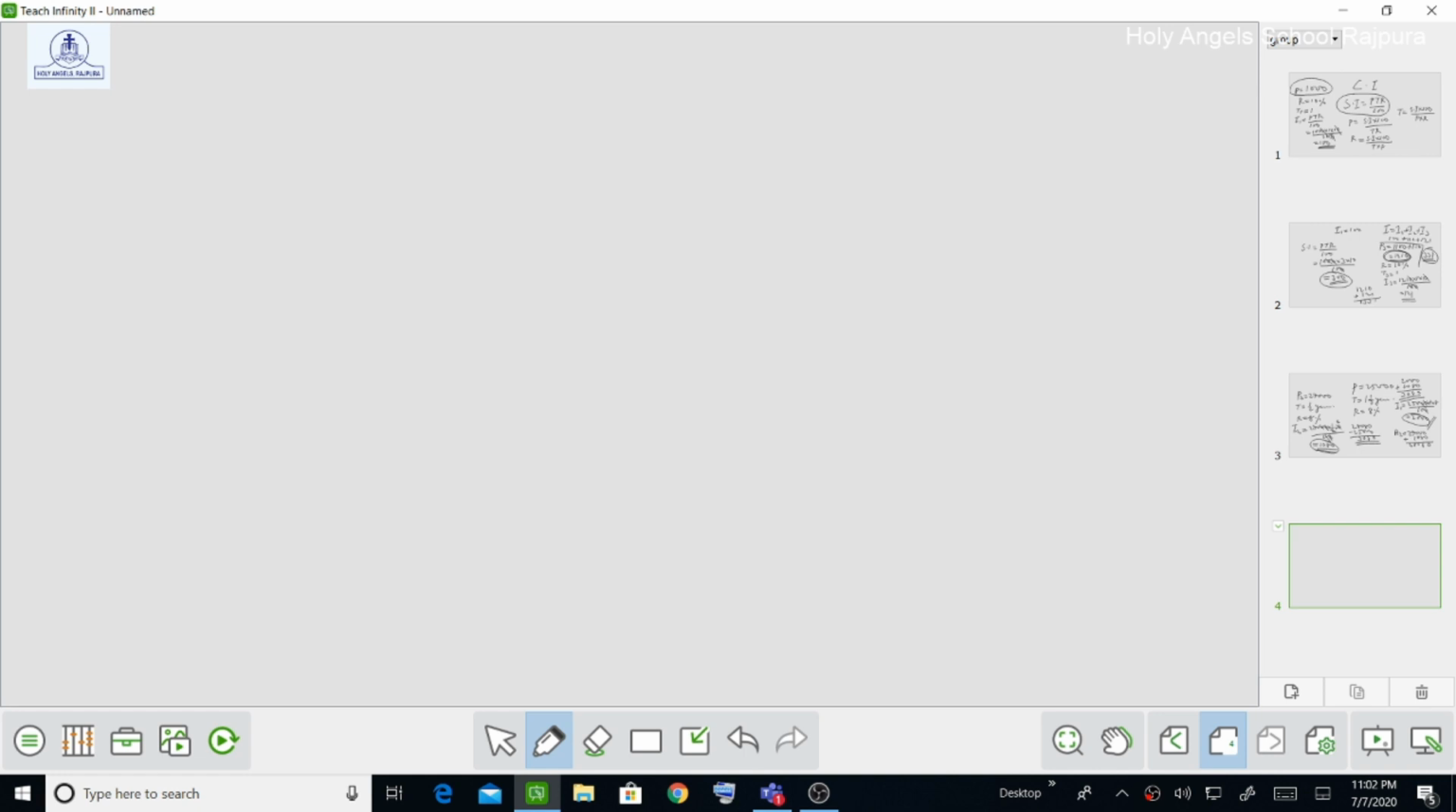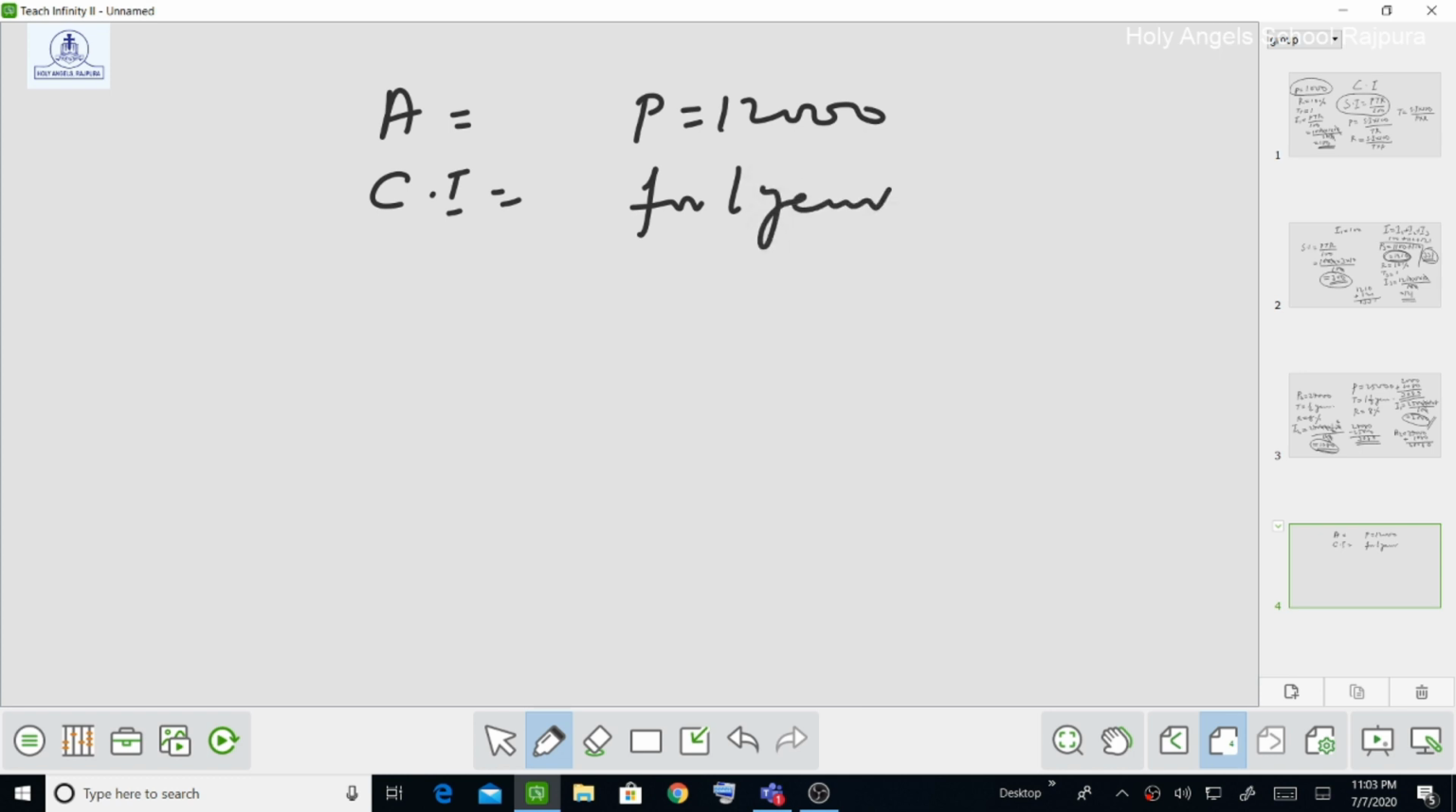Compound interest calculated half yearly, how to find out? You have to find the amount and the compound interest on a sum of 12,000 rupees. P is equal to 12,000 rupees, for 1 year. Time is very important.